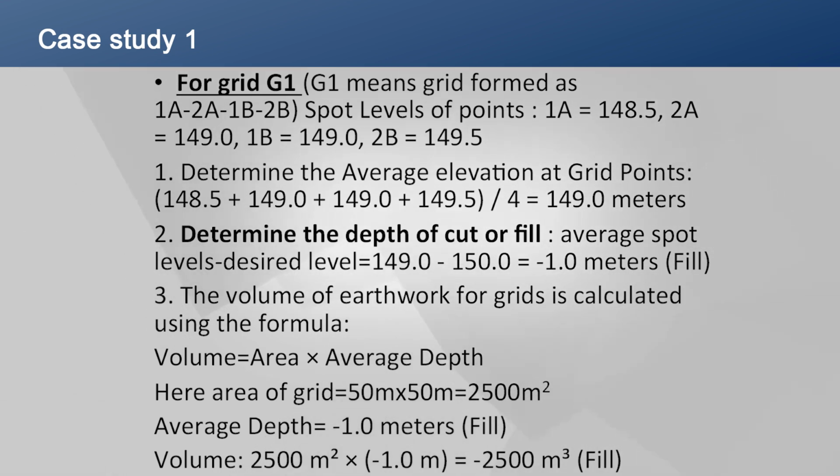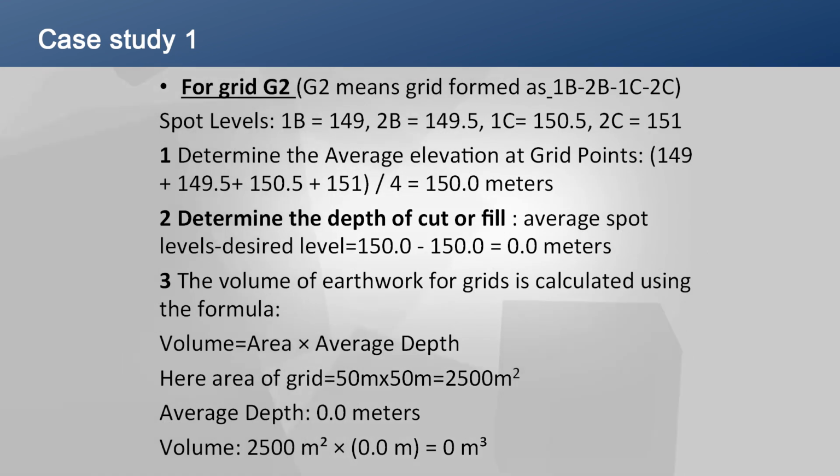Now, the third step is volume of earthwork for each grid. The formula we know: volume is equal to area into average depth. Area of grid is 50 meter cross 50 meter, which means 2500 square meter, and average depth of filling is 1 meter, which is written as minus 1 meter. Minus denotes filling. So, volume we can calculate as 2500 into minus 1. It will come out to be minus 2500 cubic meter, minus again denotes filling quantity.